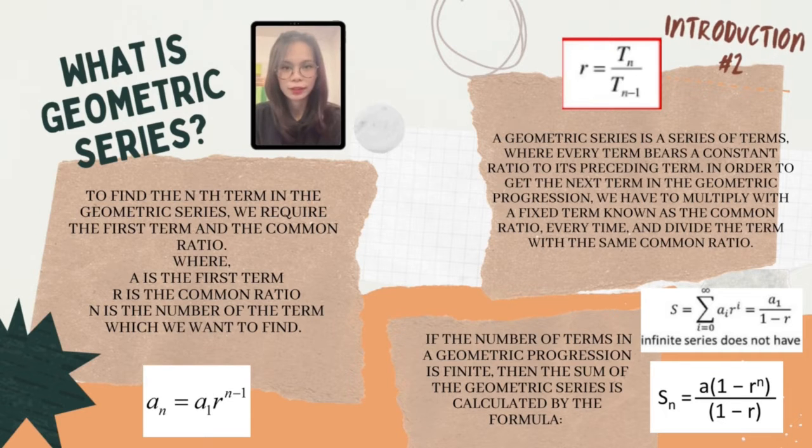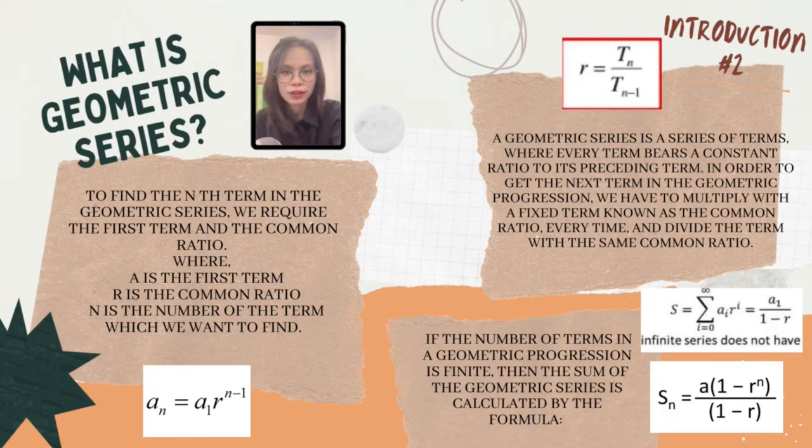A geometric series is a series where every term is a constant ratio to its preceding term. In order to get the next term in the geometric progression, we have to multiply by a fixed number known as the common ratio. If we want to find the preceding term of the progression, we just have to divide the term by the same common ratio. To find the mth term in the geometric series, we require the first term and the common ratio, where a is the first term, r is the common ratio, and m is the term we want to find.